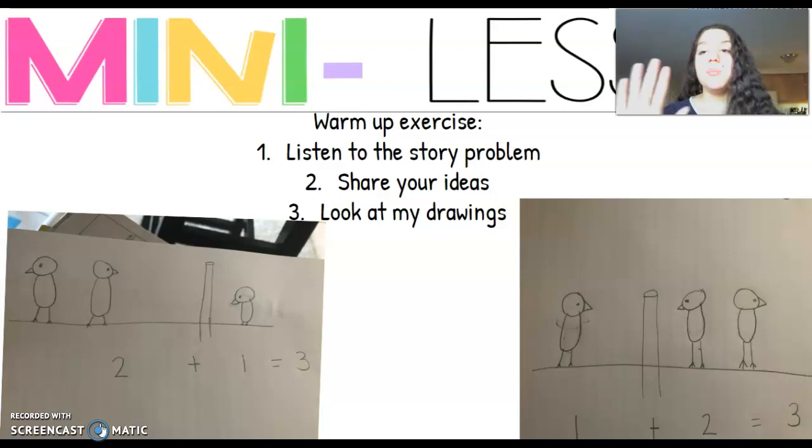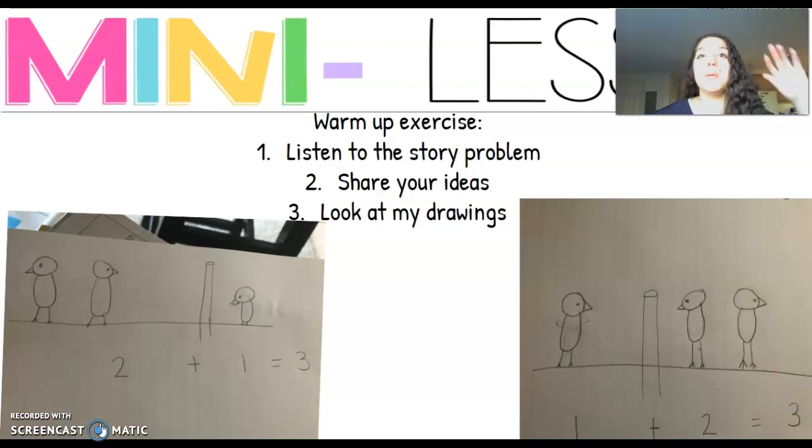So stop and think. There are 3 birds flying, and they land on 2 different telephone wires. How could they land there? Think. Now, someone sitting next to you, I want you to share your ideas with whoever that is. If no one's next to you, like no one's next to me, you can say your idea out loud.